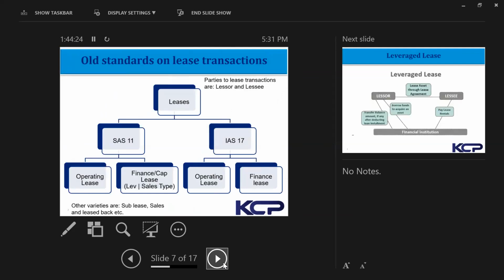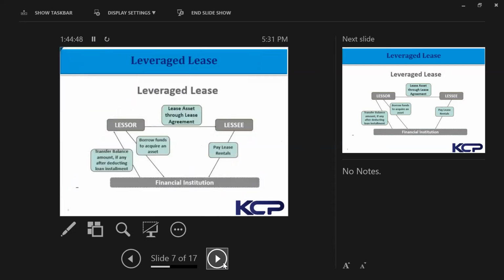Then lease generally, I said, even in our old standard, was well recognized. We called it SAS 11, now we're calling it IAS 17. It recognizes both operating lease and finance lease. There is even what we call capital lease, leverage lease, sales and lease back, and all of that. They are all recognized, just for information's sake.